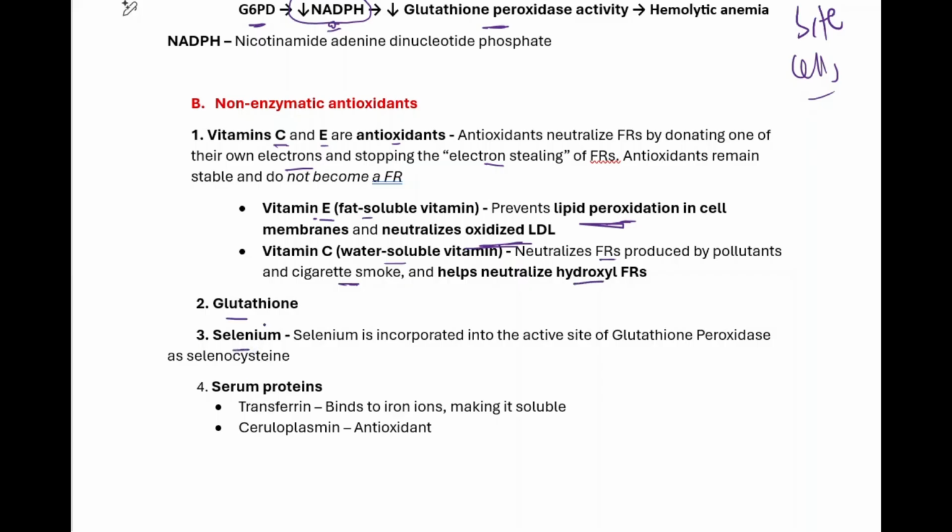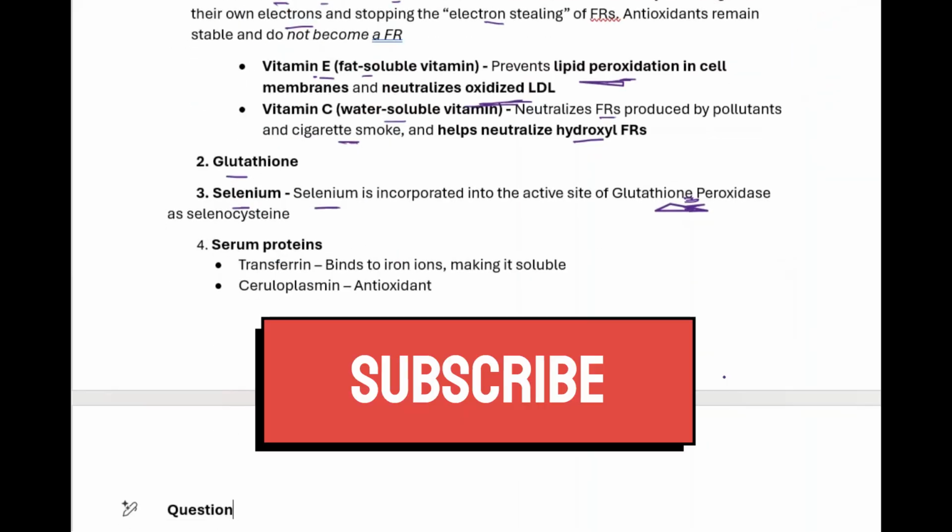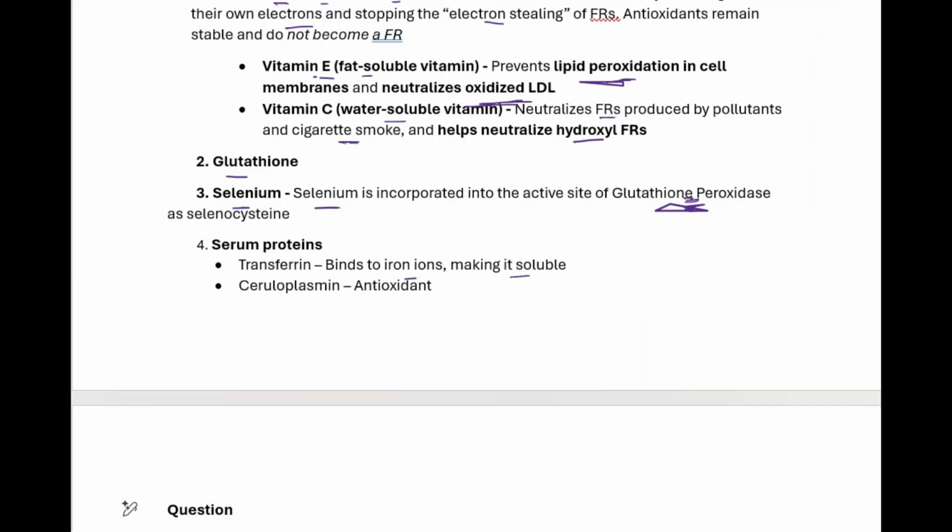Another one is selenium. Selenium is incorporated into the active site of glutathione peroxidase, and this is important, guys. Remember this. It allows the enzyme to do its job. So if somebody is deficient in selenium, that will affect the activity of glutathione peroxidase. And the last one is serum proteins. We have some serum proteins that also help to combat free radicals. We have transferrin, which binds to iron and makes it soluble. We also have ceruloplasmin, which is also an antioxidant.